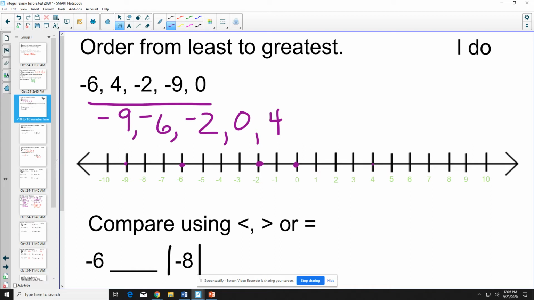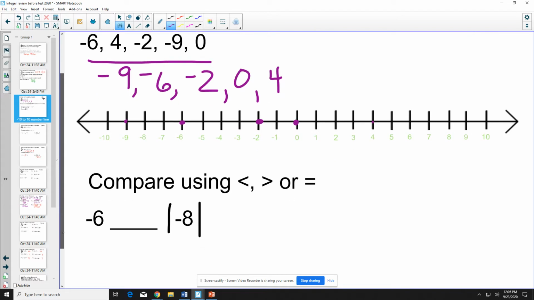You can also think of temperature. Out of all those, which temperature is the coldest? Well, -9 is. What's next to coldest? -6 degrees, then -2, then 0, and 4 degrees would be the warmest. So think about temperatures, putting them in order from coldest to warmest.